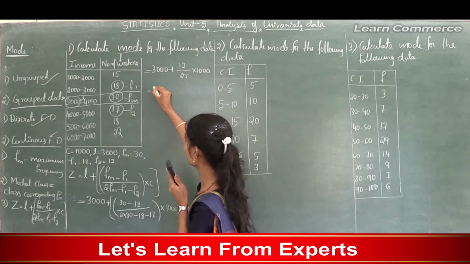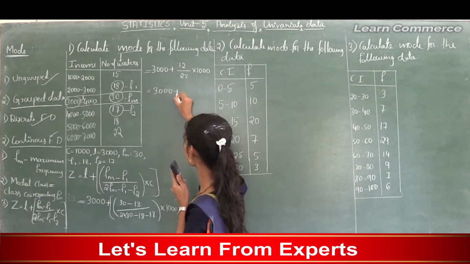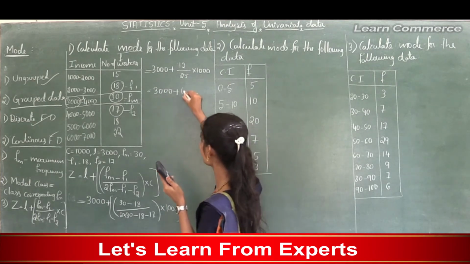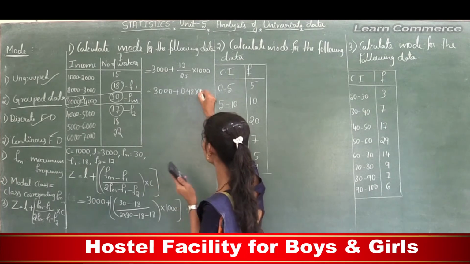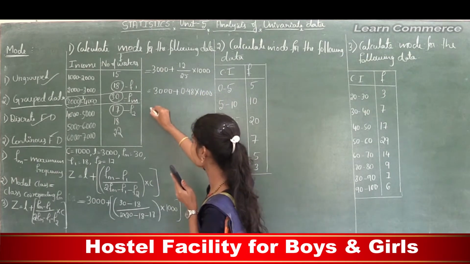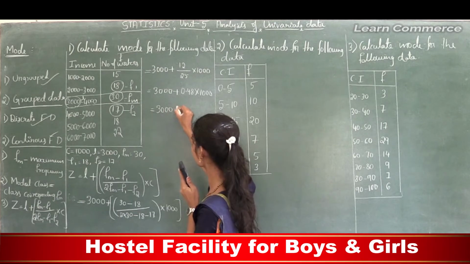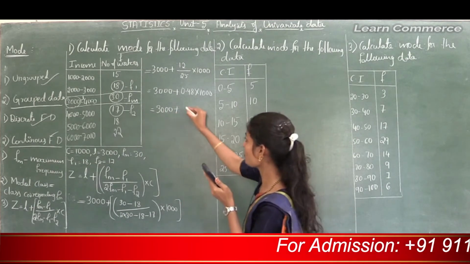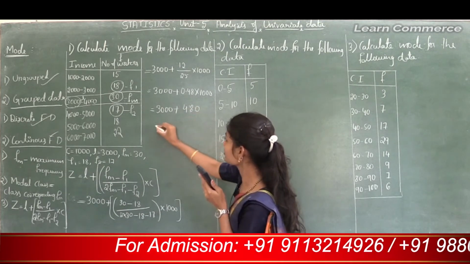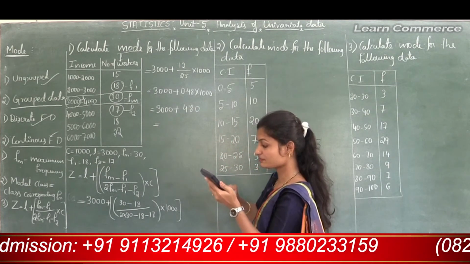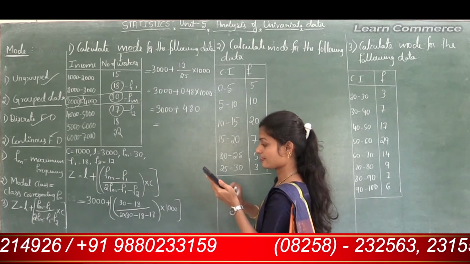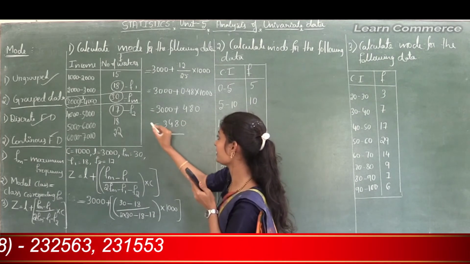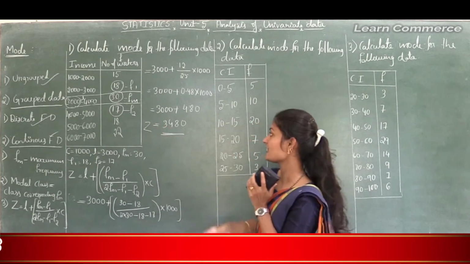So this is equal to 3000 plus 12 divided by 25, that is 0.48, into 1000. So this is equal to 3000 plus 0.48 into 1000, that is 480. So this is equal to 3000 plus 480 is 3480. See here, the mode value is 3480.